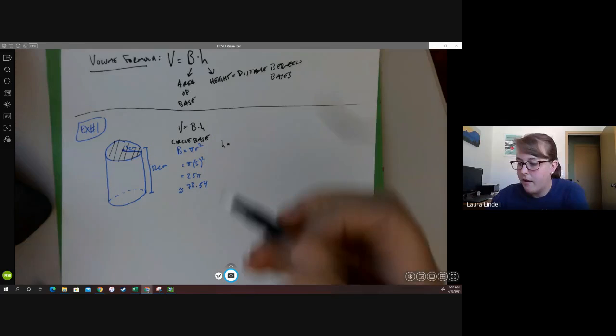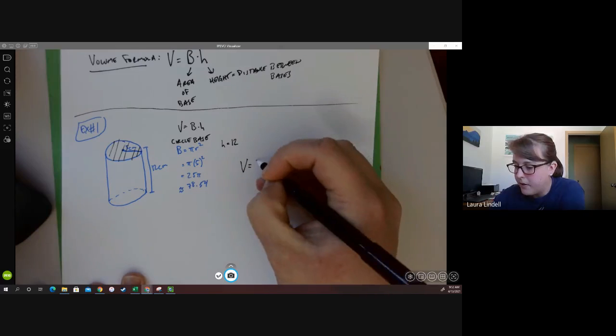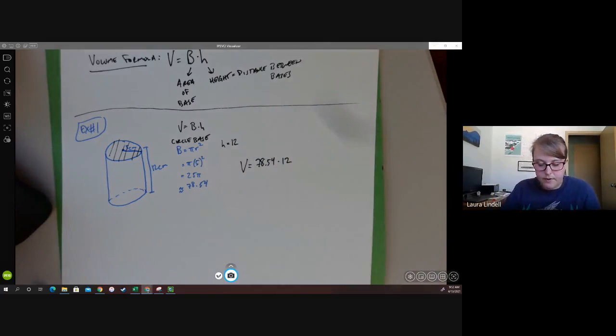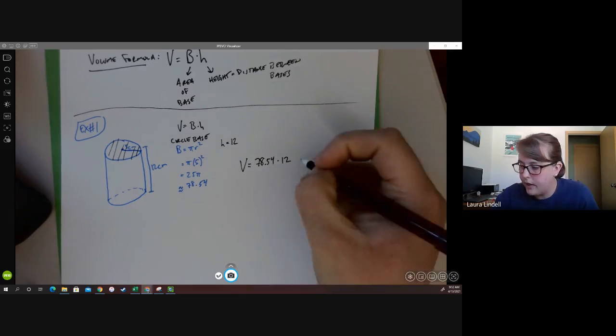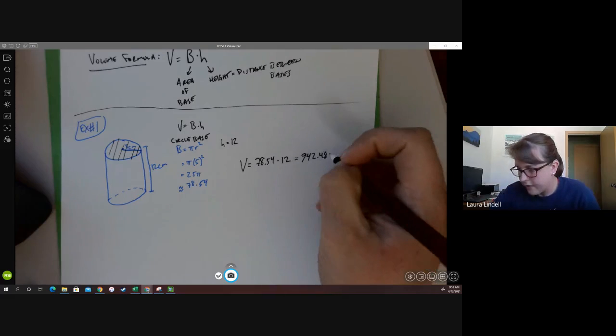All right, so we now have our area of the base, we have our height, so the volume is then going to be 78.54 times 12. And we get 942.48.